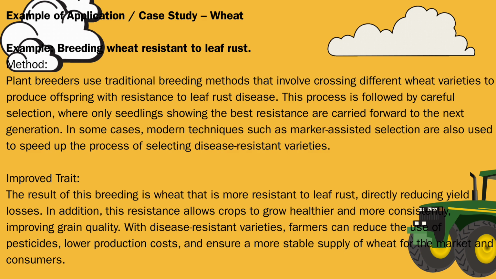The result of this breeding is wheat that is more resistant to leaf rust, directly reducing yield losses. In addition, this resistance allows crops to grow healthier and more consistently, improving grain quality. With disease-resistant varieties, farmers can reduce the use of pesticides, lower production costs, and ensure a more stable supply of wheat for the market and consumers.